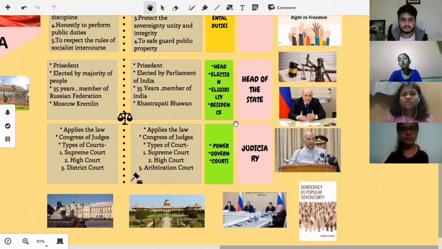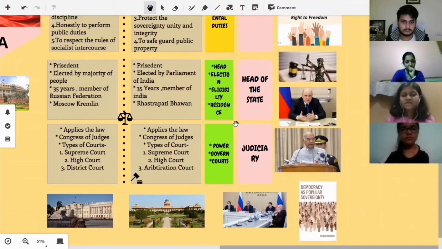Now I am going to tell you about the head of the state. The head of the state of Russia and India is the president. The power is split between the president and the prime minister, but the dominant role is of the president. The president in Russia is elected by a majority of the people for a term of 6 years, for a consecutive term of 2 terms.